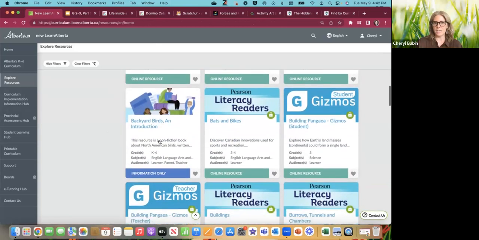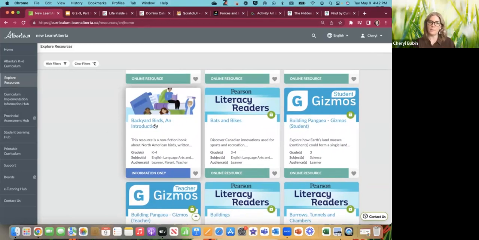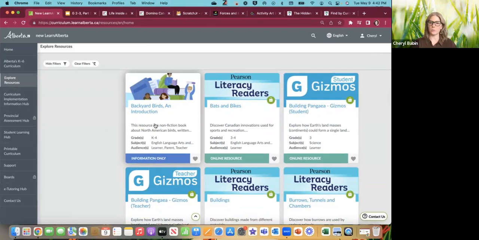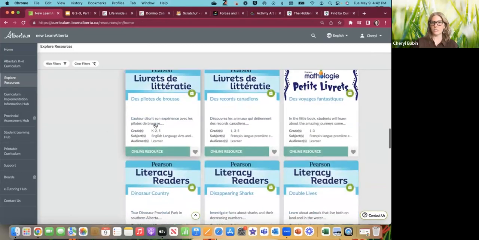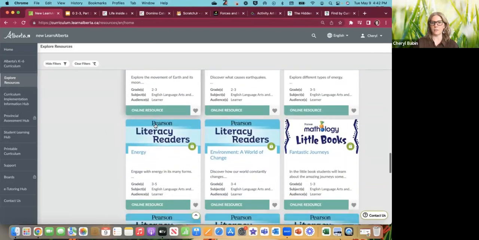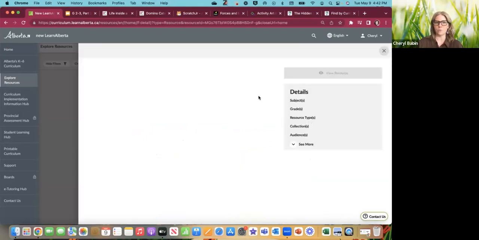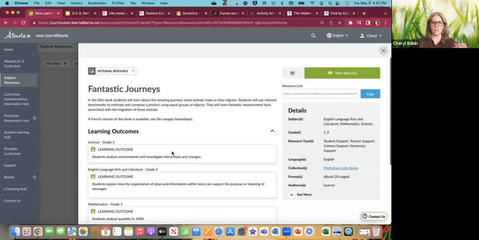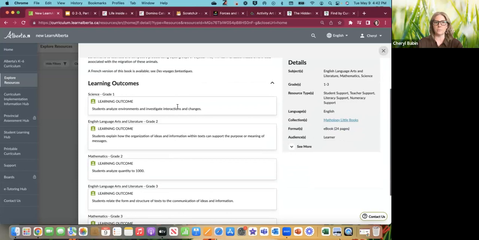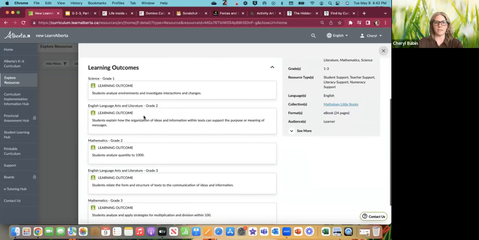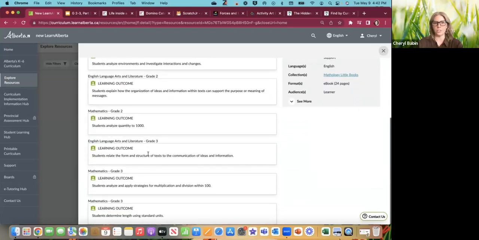You can also see that sometimes there are recommendations for books that are not included as a resource, but maybe one that you could look to include in your school library. So there's actually quite a lot of resources available to you. If you haven't yet checked out the Mathology Little Books or the Pearson Readers, this one here is a Mathology resource, and it connects both to, you can see that it's not just to the science outcomes, but it goes to science in grade 1, it has ELAL in grade 2, math grade 2, ELAL in grade 3, math grade 3.